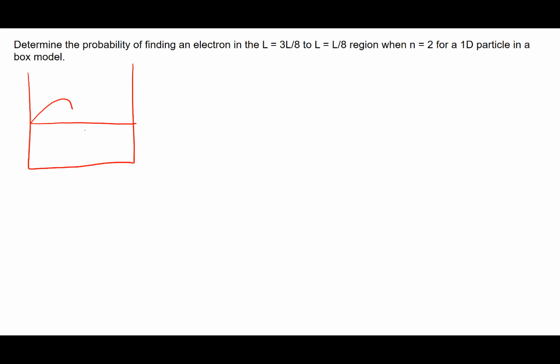it looks like this right here, we have one node that's at L over 2. And so we have a peak here at L over 4. And so what we're looking at is from the L over 8 to the 3L over 8. So this is the L over 8 right here, and then this is 3L over 8 right here. And so what we're doing is trying to figure out what's the probability of finding that electron in this box, in that shaded region right there.